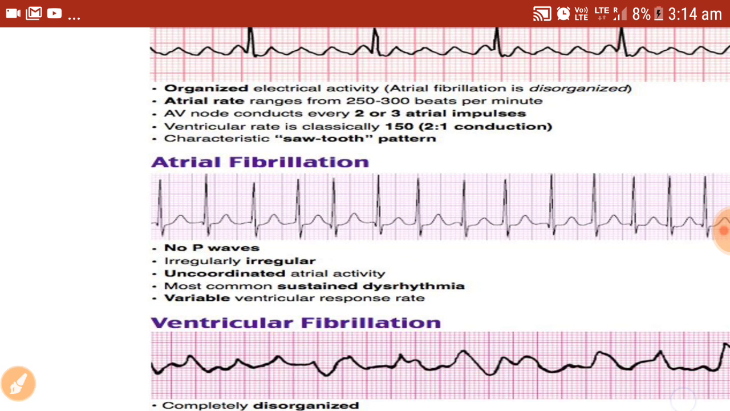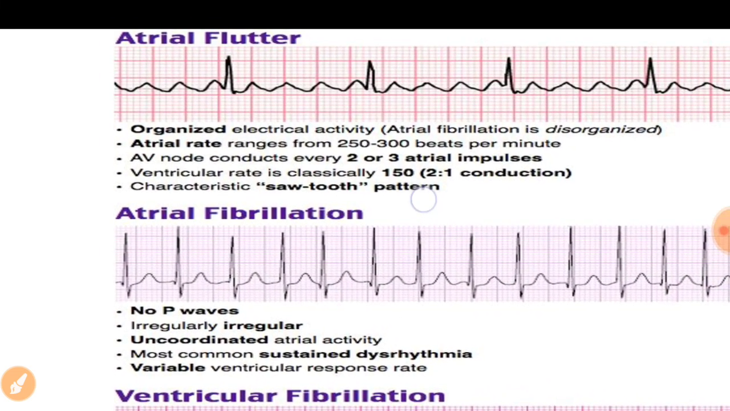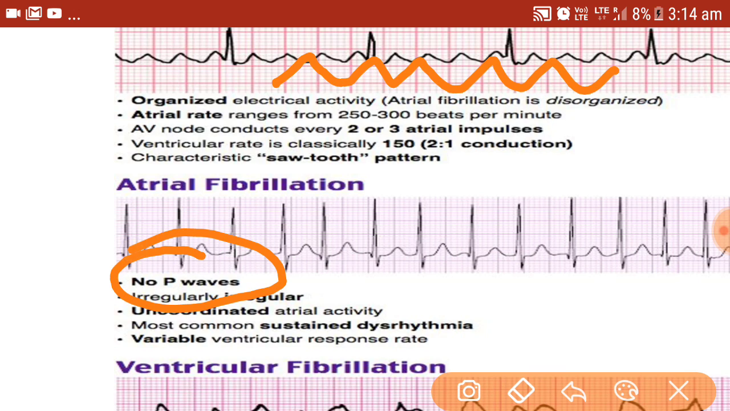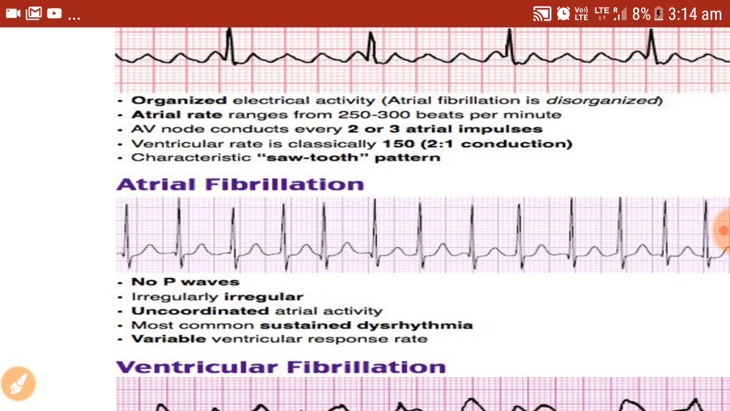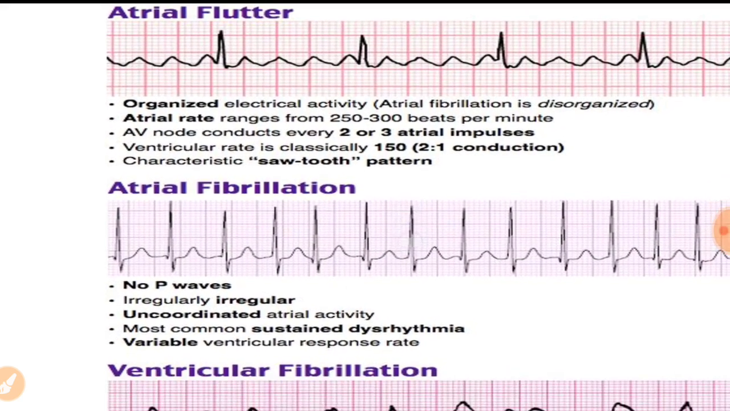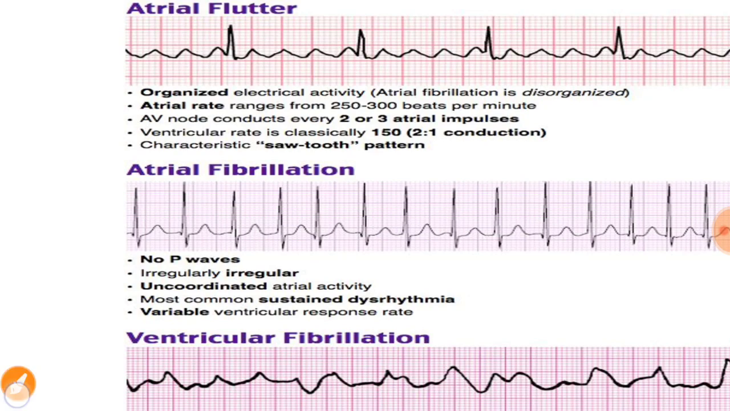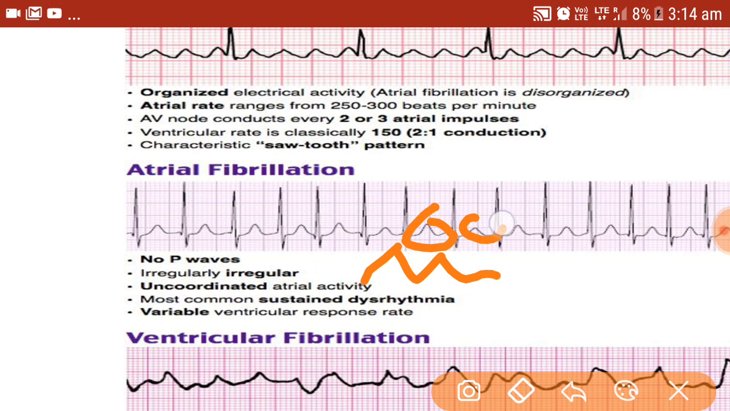Now you need to differentiate between atrial fibrillation and flutter. In flutter you will see a sawtooth appearance, and in fibrillation no P waves can be seen. Fibrillation is uncoordinated atrial activity having no P wave, and it will be irregularly irregular. But flutter is somewhat organized electrical activity with a rate of 250 to 300 and a sawtooth pattern. Remember it, sawtooth pattern. You cannot see this sawtooth pattern in fibrillation. These are T waves actually, not the P waves.